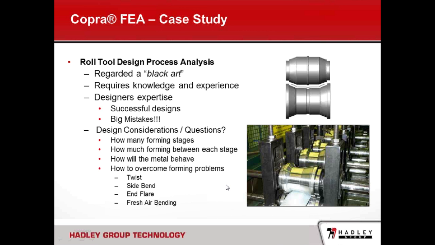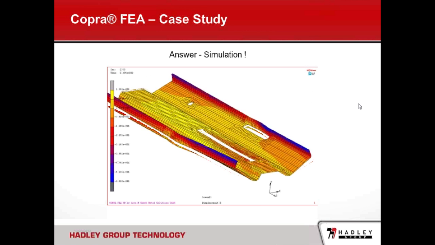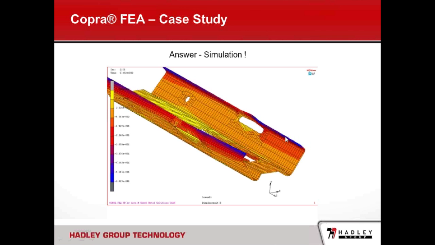Now, there are a number of questions that the designer will ask during the forming of a new design process, and many considerations such as how many forming stations to use, how much forming to do between each station, understanding how the material might behave during each forming operation, and then to look at overcoming typical roll forming problems where the product might twist or bend or spring back, as we call it, end flare, or where we're trying to bend without an inner forming die, so with fresh air bending. And so we've been implementing simulation to assist the designer.